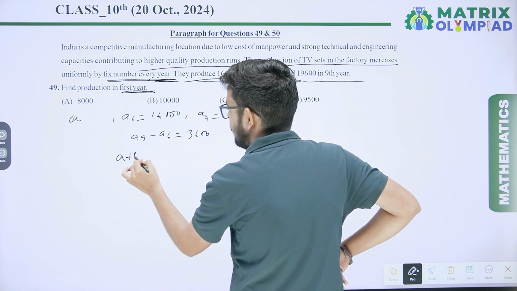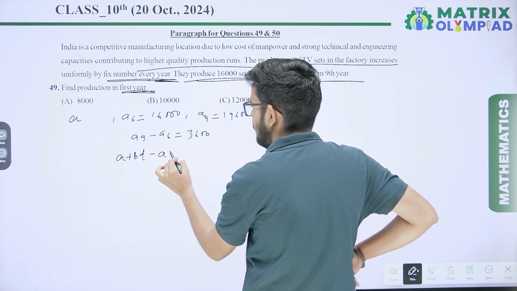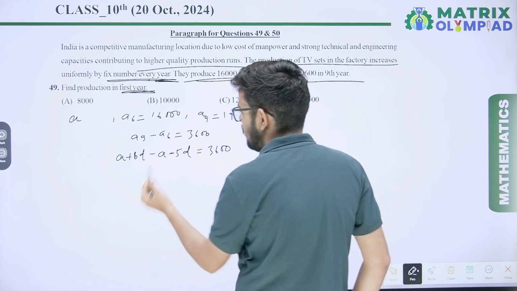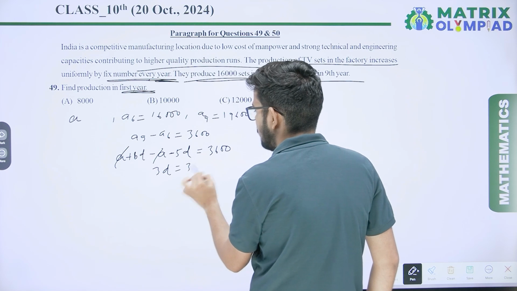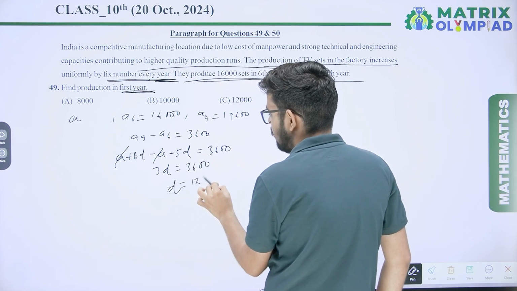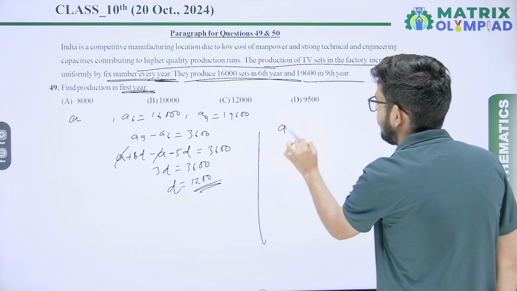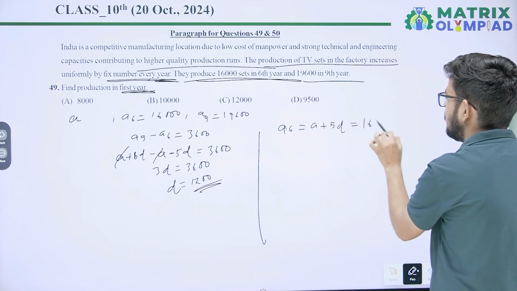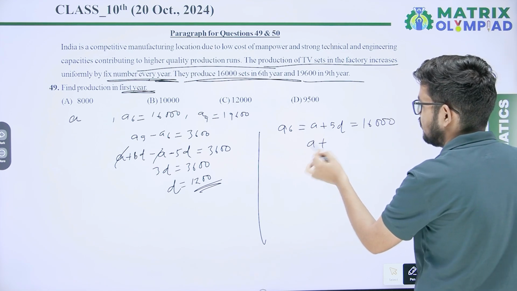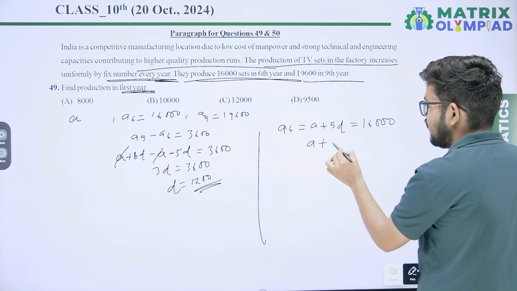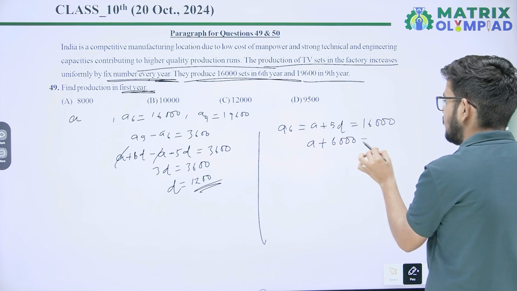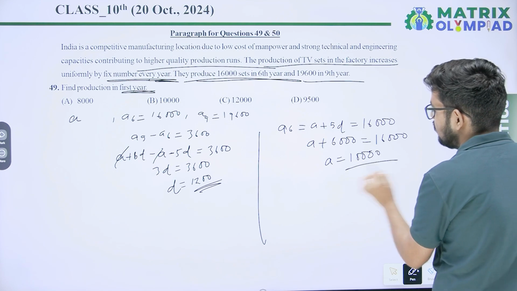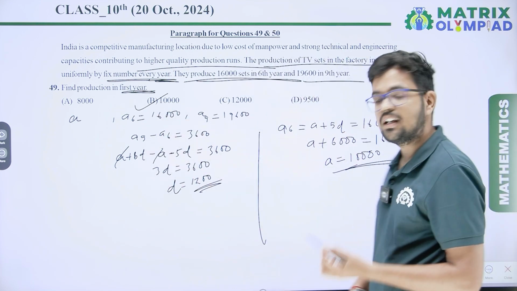A9 we can write A plus 8D, and A6 can be written as A plus 5D, so it will be A plus 8D minus A minus 5D equal to 3600. A to A cancel out and you will get 3D equal to 3600, D equal to 1200. Now we know that A6 equal A plus 5D equal 16,000. So A plus 5D, that is 1200 into 5, that is 6000, equals 16,000. So production in first year is 10,000, option B.